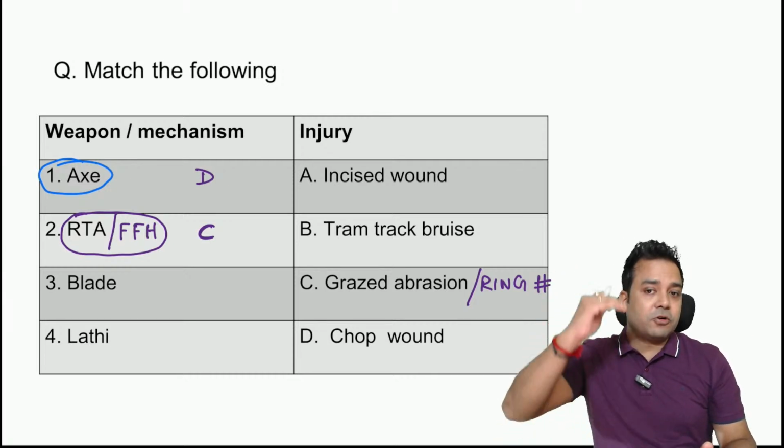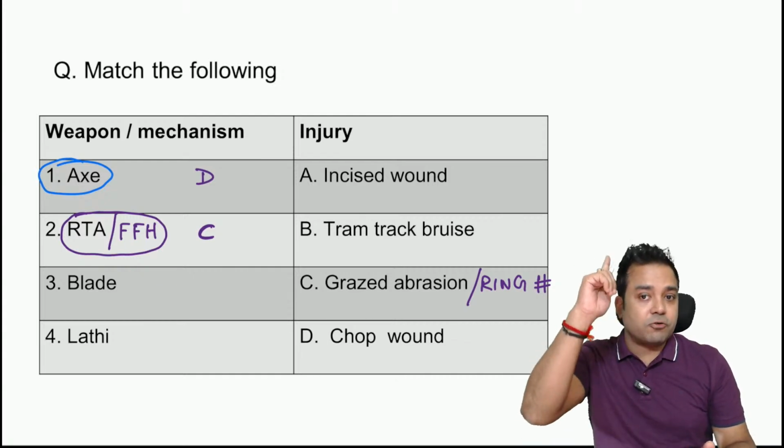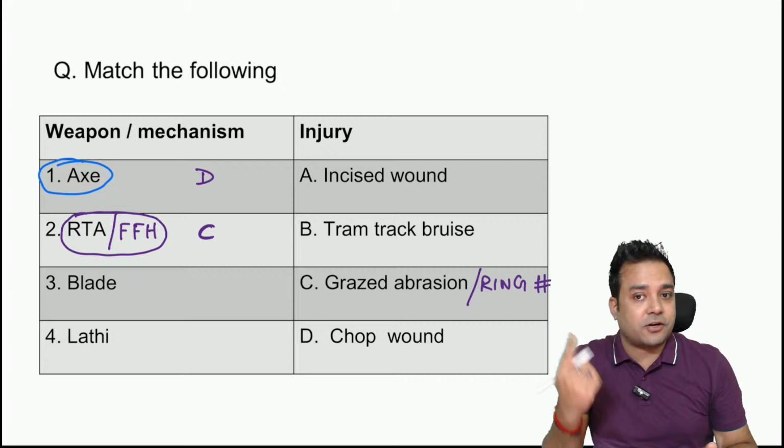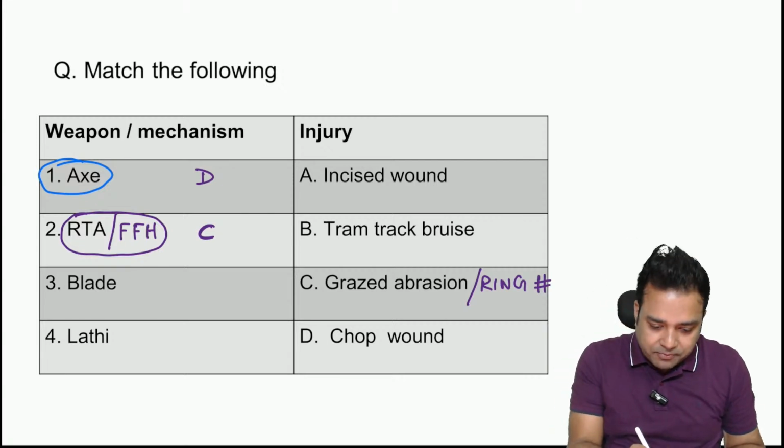So this happens due to transmitted force impact injuries, which transmit along the vertebral column and can go to the foramen magnum and cause a fracture around the foramen magnum, called a ring fracture. So I will match this with C.